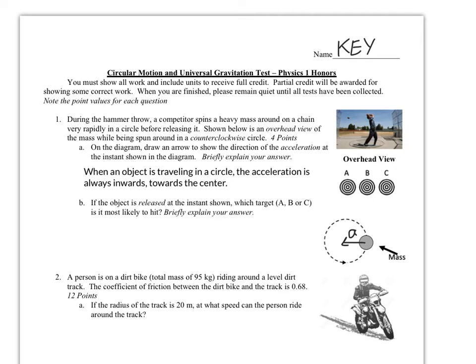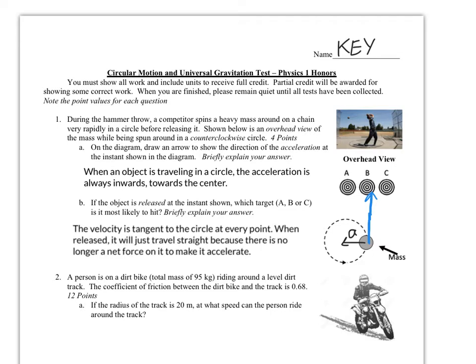Next question asks, if the object is released at this moment shown, which target here, A, B, or C, are we most likely to hit? The key here is that the velocity is going to be tangent to the circle, so that blue line shows the direction of the velocity, which means once it's released, it's just going to travel in a straight line. We no longer have that inward force to make it accelerate. So it will travel in whatever direction it was traveling in. In this case, that direction tangent to the circle will cause it to go directly up and hit target B.